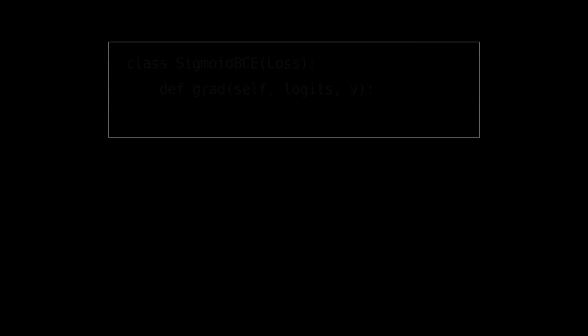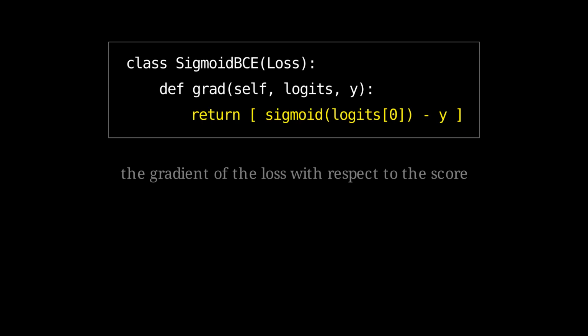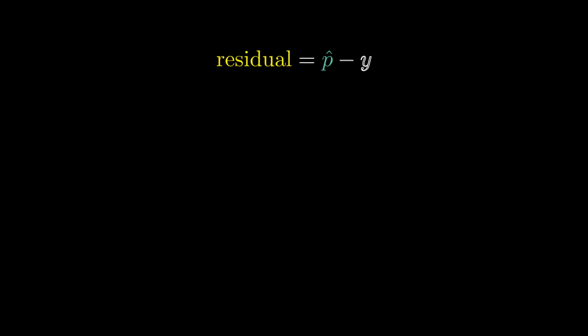When the error starts its journey backward, what is the first number it carries? It is the gradient of the loss with respect to the score, and for our head, it is astonishingly clean. Here is the whole grad method. It returns exactly one number, the sigmoid of the logit minus the true label. But the sigmoid of the logit is just the prediction. So the entire quantity is the prediction minus the target, nothing more. So the gradient is literally just how wrong we were.